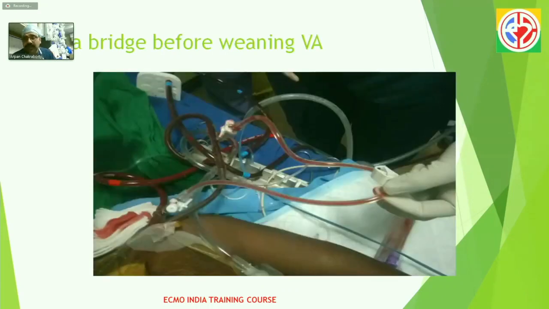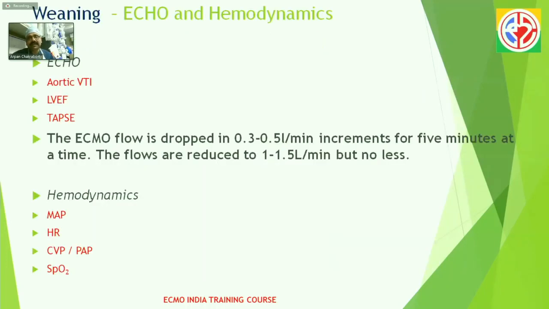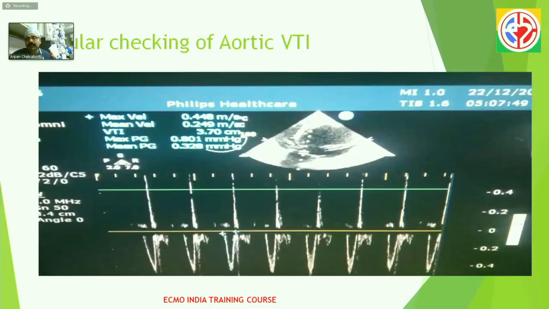We put a bridge. A bridge is a connection between the venous and the arterial line before weaning the veno-arterial. Many times people don't use a bridge now, but many times we put a bridge. And as the weaning goes on, one person sees the echo, and one person comes down on the flow. We serially check the aortic VTI, the ejection fraction, the eyeballing of the LV, and the TAPSE, which is also important. You come down by 0.5 liter per minute over a period of 10 to 15 minutes. Many times you come down over half an hour. You go slowly with regular checking of the aortic VTI.